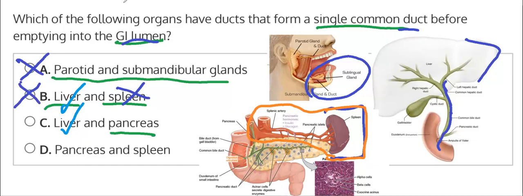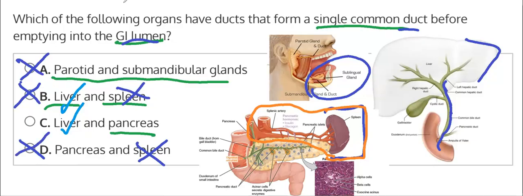So now we're left between option C and D. We know that the liver is part of it. It has a common duct that goes to the GI lumen. Let's see, is there anything in option D that we should still consider, or can we eliminate that and go with option C? Looking at option D, we have the pancreas, which is also in option C, so we'll review that for both. Option D also has the spleen, which we just eliminated in option B. The spleen has vessels, but it does not directly go to the GI lumen. Therefore, we could eliminate spleen here, and we could eliminate option D.